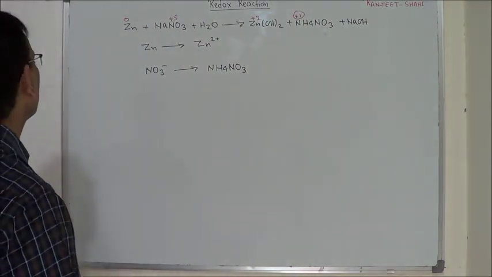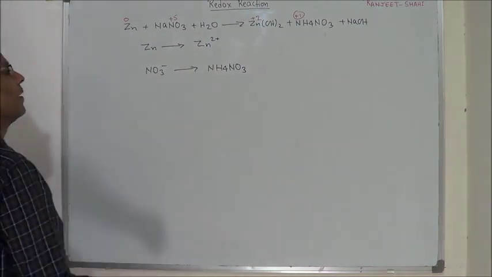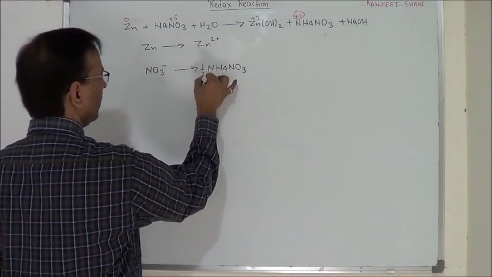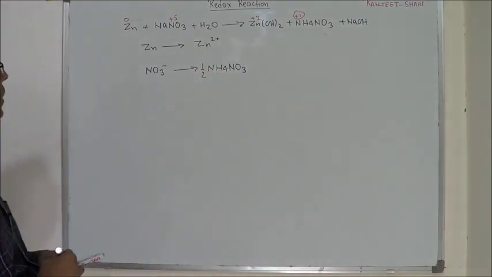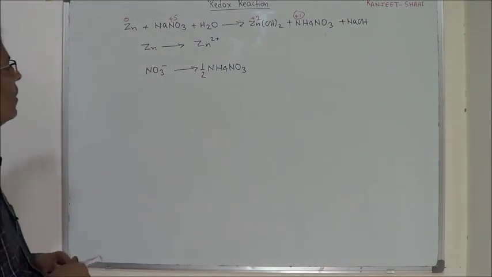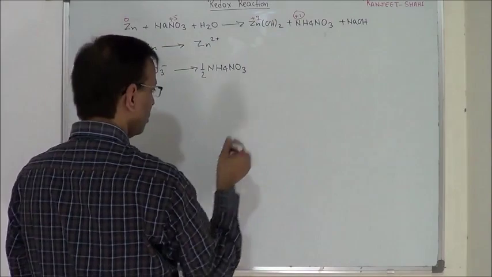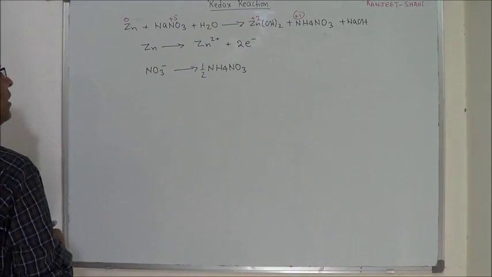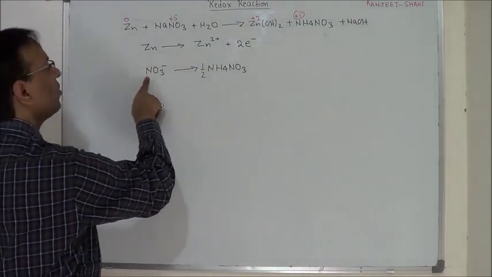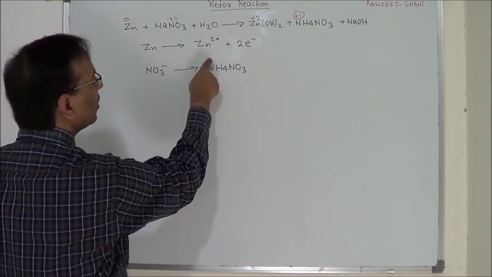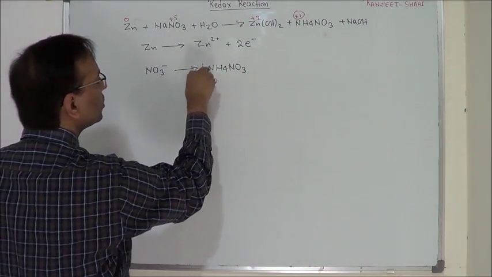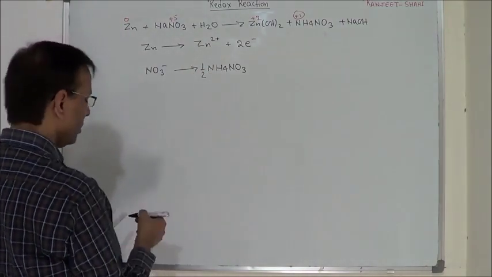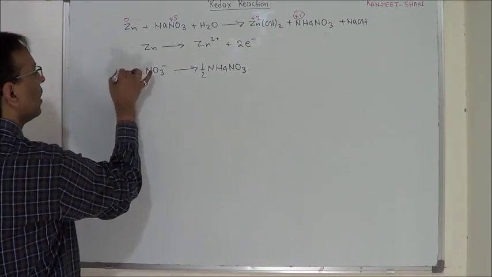Now balance the elements other than hydrogen and oxygen. Zinc is already balanced. Nitrogen: here we have 1, here we have 2, so we can write 1 by 2. Change in oxidation number, 0 to plus 2, so 2 electrons on the right side. Here we have plus 5 and here we have plus 1. Plus 1 on 1 nitrogen, so 2 nitrogen, plus 2 divided by 2, 1. So 5 to 1, a difference of 4. So 4 electrons here.